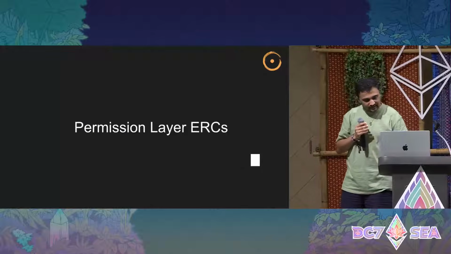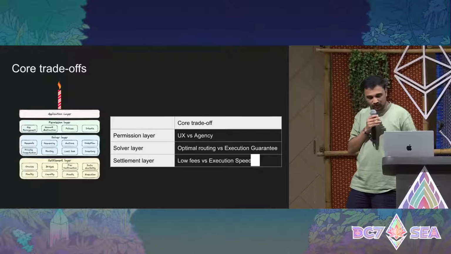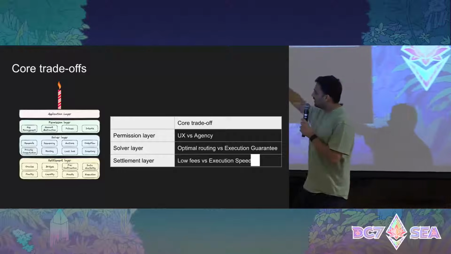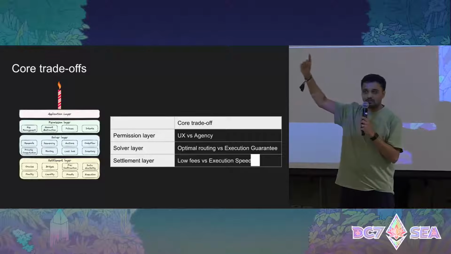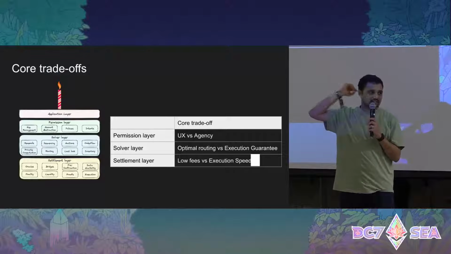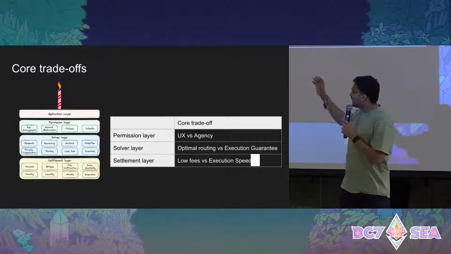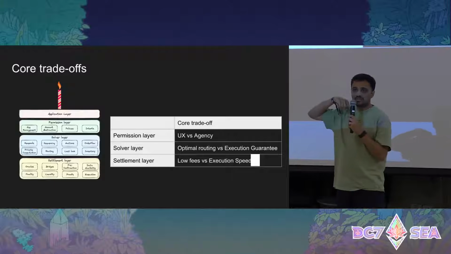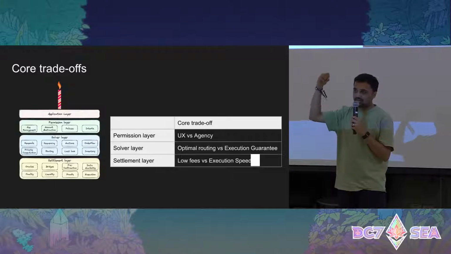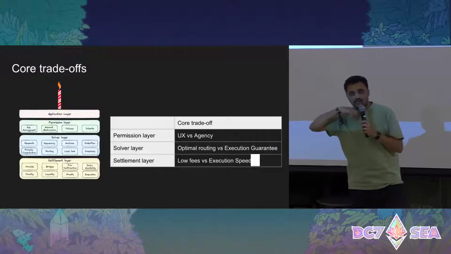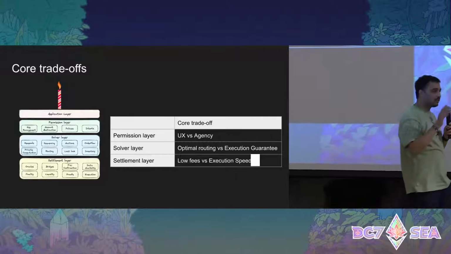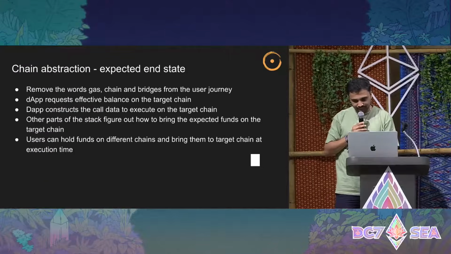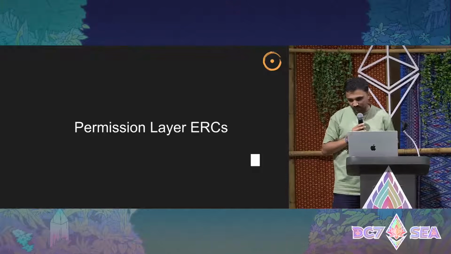Okay, so let's take a step back. In my opinion, you need ERCs at these different interface points between different layers, and those are the things that we should standardize. There are some ERCs that I think are interesting on the permission layer, which give interesting permissioning or interesting properties to the apps. So we'll take a little detour. We'll just look at the permission layer ERCs and then go deeper.